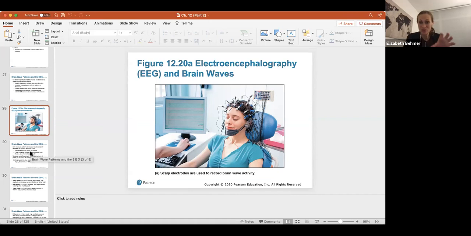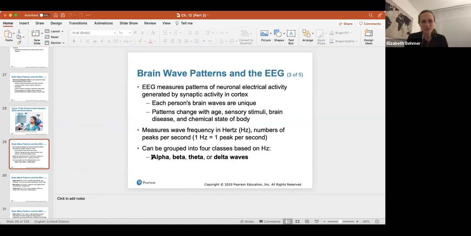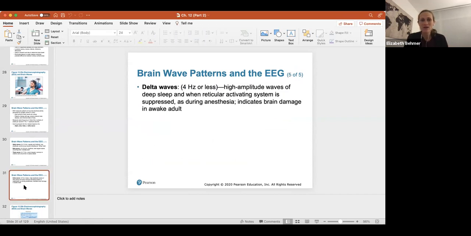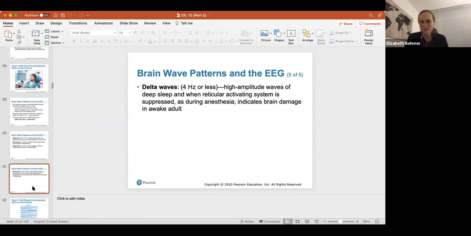You could hook your patient or your partner up to this to measure their brain waves. And there's different types of brain waves that occur in different types of activities. Alpha, beta, and theta waves, depending on the type of activity, whether you're alert or idle. Much more common in children, for example, is a theta wave, or a delta wave is usually shown or seen in very deep sleep.